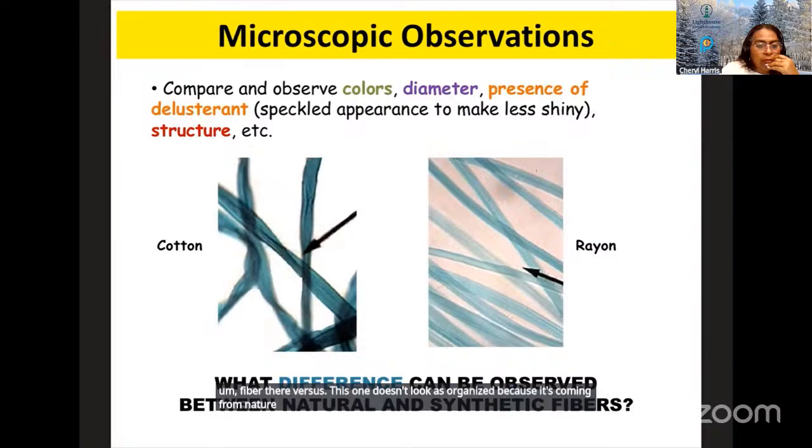You could see colors, you could see thickness, but you can also see something called a delusterant when it's present. Sometimes delusterants are added to fibers to make them less shiny, especially a lot of these man-made ones. They would be very, very shiny, so they add some delusterant so that they are not as shiny. But you can clearly see some of the differences between the natural and synthetic fibers.